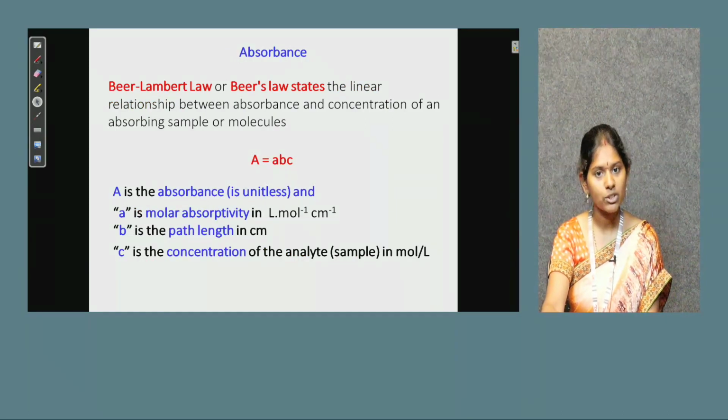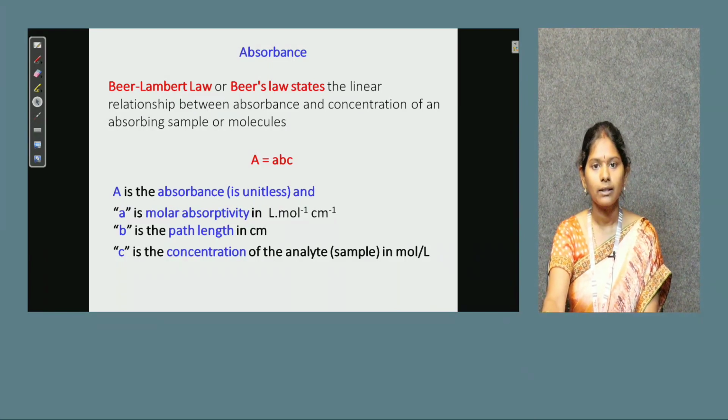Capital A is the absorbance, which is unitless, and small a is the molar absorptivity. The units of this are liters per mole per centimeter. Then B is the path length, which can be measured in centimeters or meters. C is the concentration of the analyte, or the absorbing molecules present in the solution. The units of C are moles per liter.